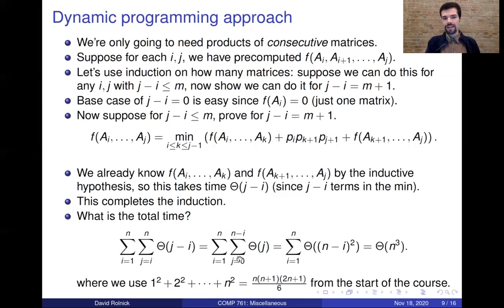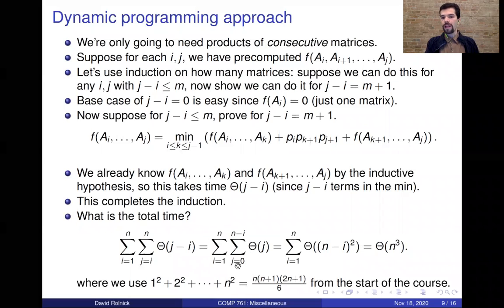Let's just rewrite that. I'm just shifting j by i. So now this is theta of j as j goes from 0 to n minus i. And this is just the sum of 1 up through n minus i. So it's theta of (n minus i) squared. But then you still have a sum over i. And so it becomes theta of n cubed.